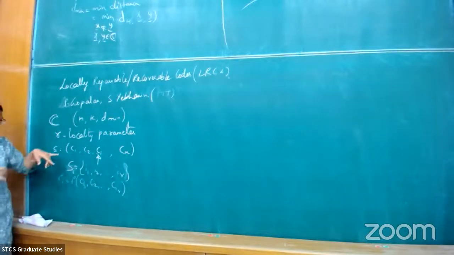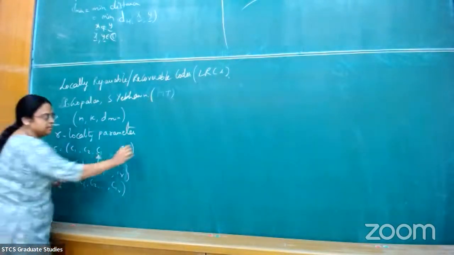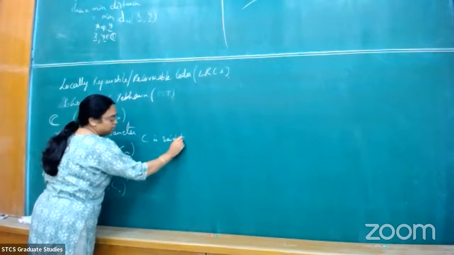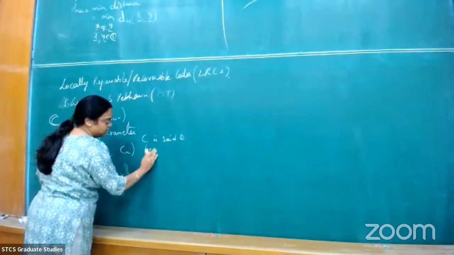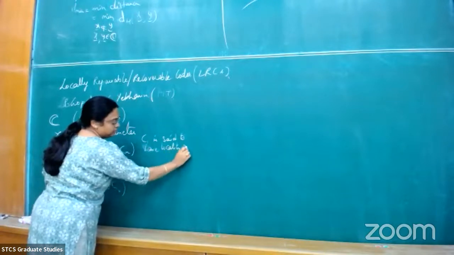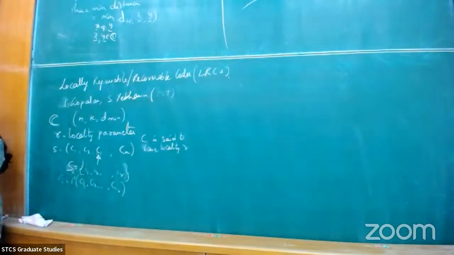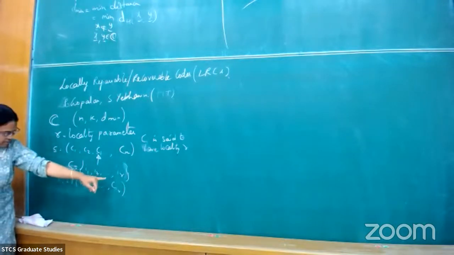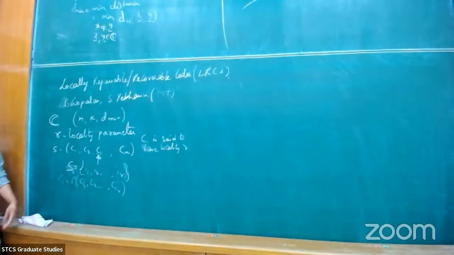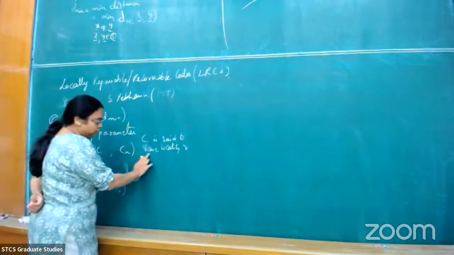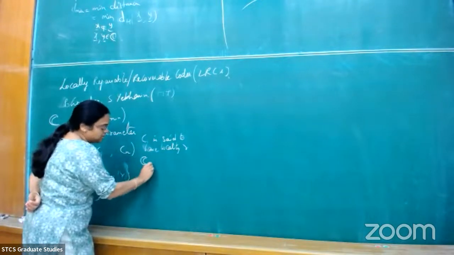If this property is true, then Ci, the ith code symbol, is said to have locality R. So that particular code symbol is said to have locality R. I did not write i as part of S_i already, so it's different. And the code itself is said to have locality R.